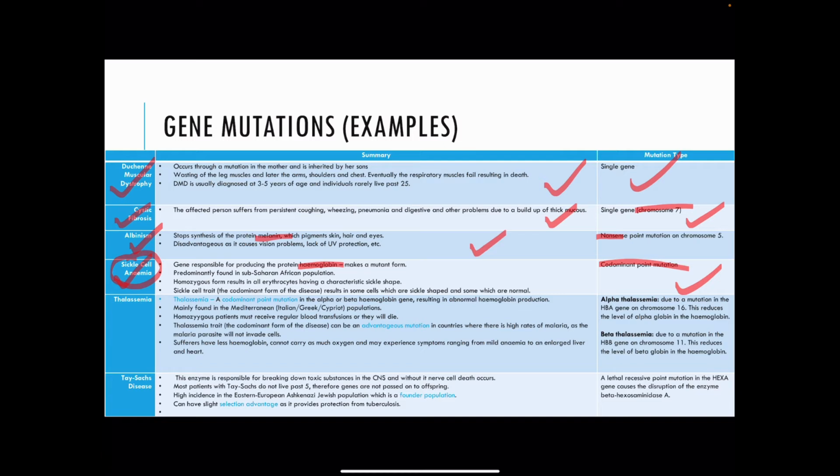This means that your red blood cells aren't nice and round like this. Instead, they're sickle shaped, so they look like those crescent moons. This means that you can't carry enough iron in your red blood cells, and so sufferers are anemic. Now, sickle cell anemia is predominantly found in sub-Saharan African populations. And that's because the sickle cell trait, which is this codominant form, provides what we call an advantageous mutation.